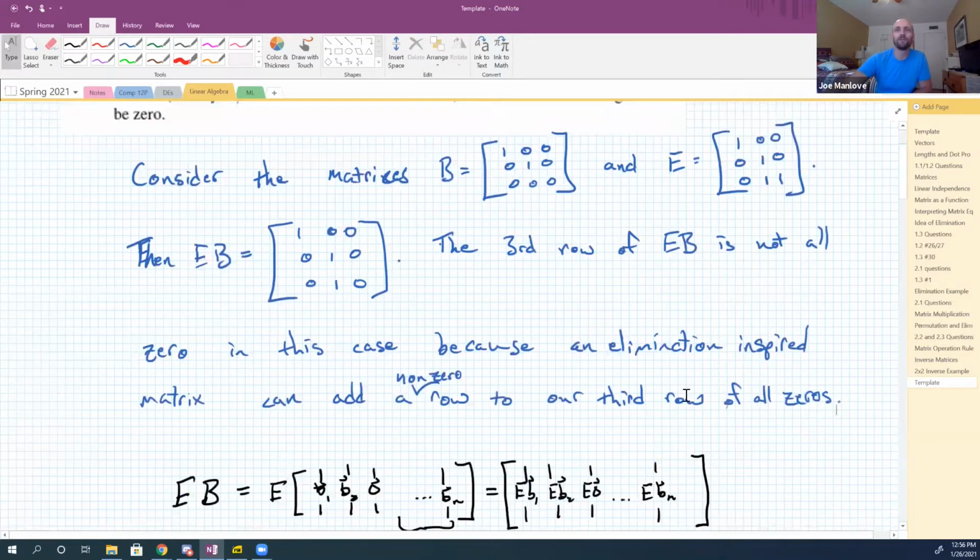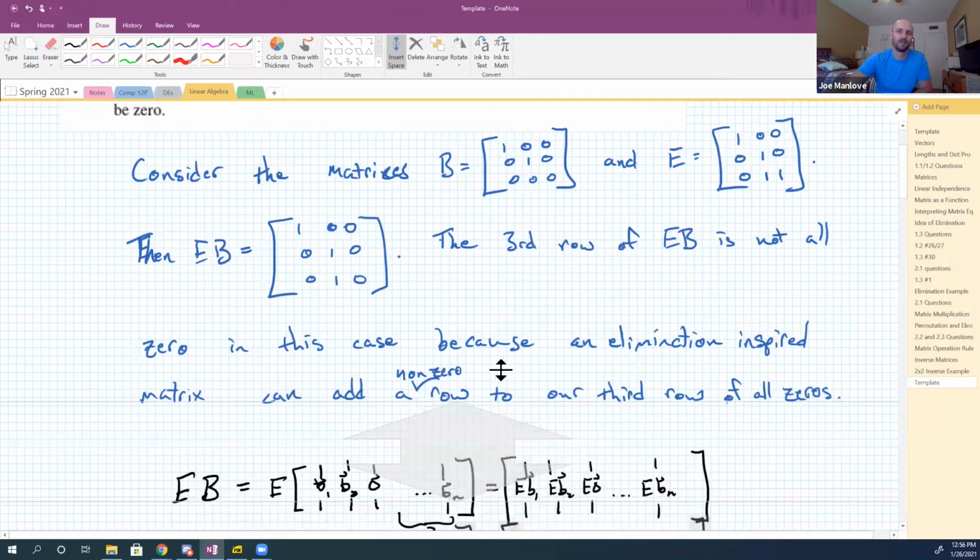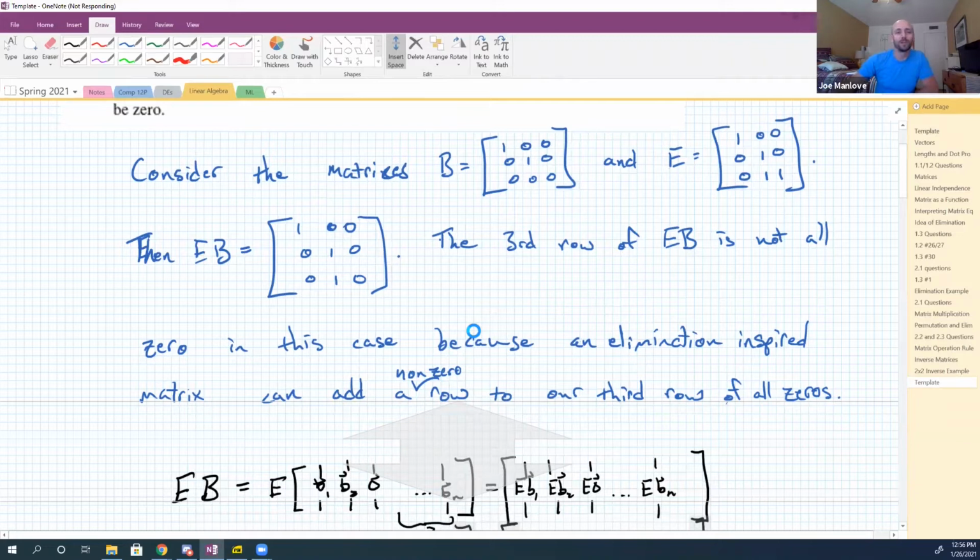And then I might make an even further claim here. Oops, my OneNote locked up on me. That's probably good. So my further claim would be that, in fact, if I have a matrix B that isn't exactly the zero matrix, then I can construct an elimination-inspired matrix in much the same way that's going to populate the matrix EB with all non-zero rows. Does that make sense? Mm-hmm.